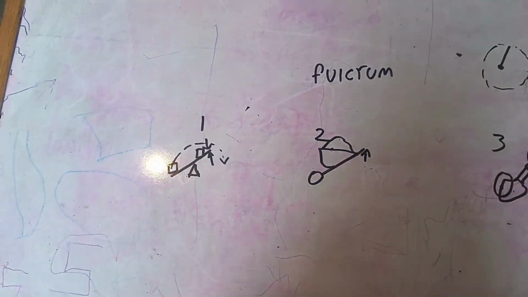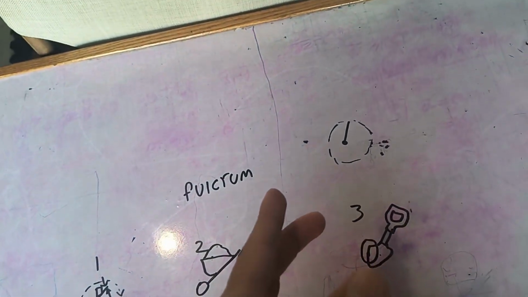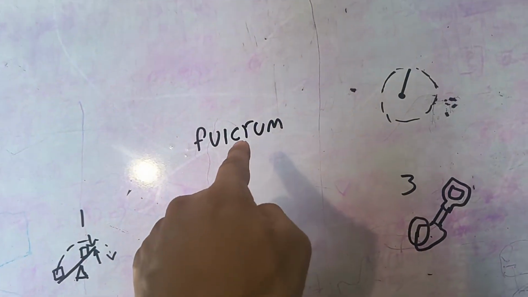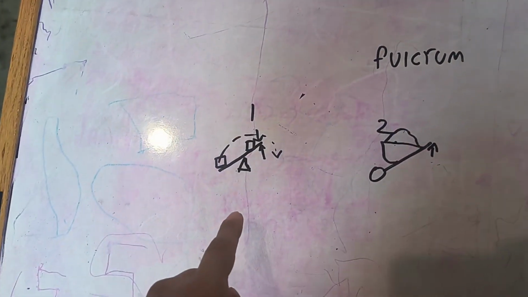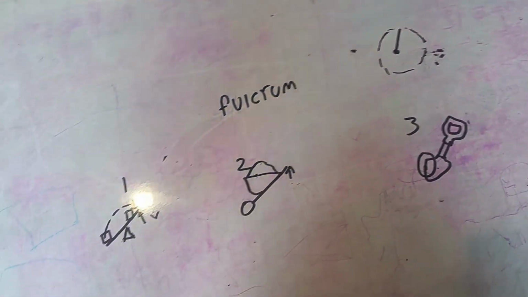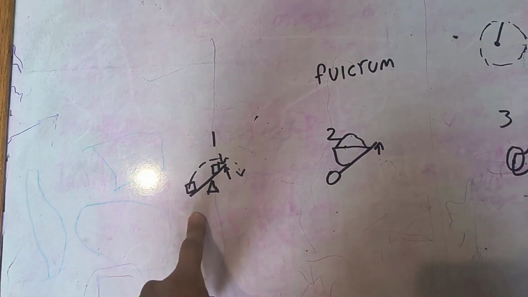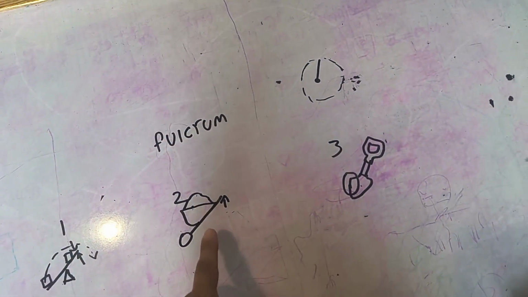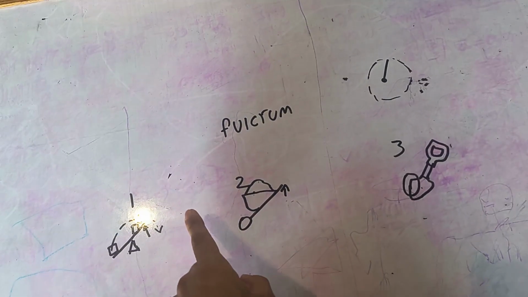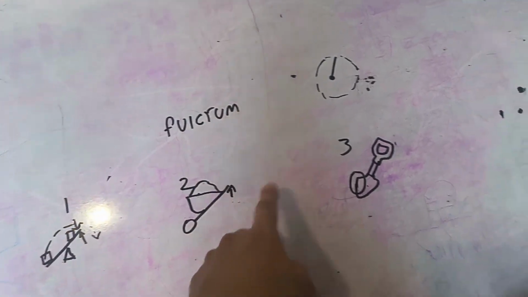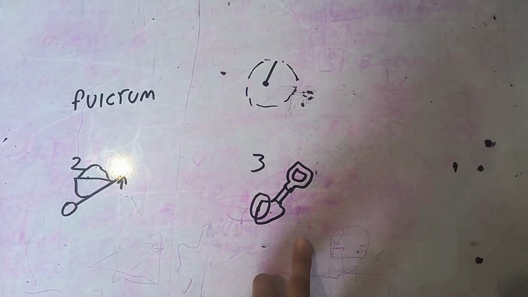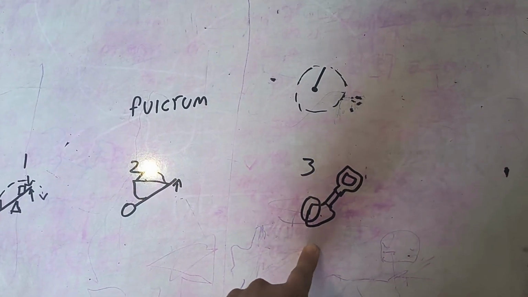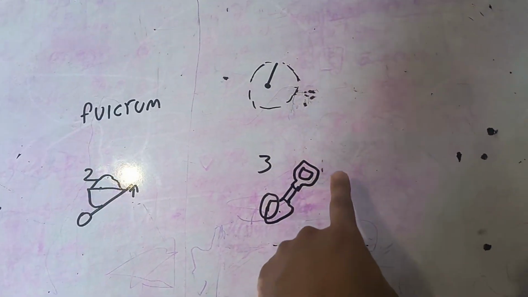So yes, a lever is a rigid bar that rotates around a fixed point, and that fixed point is called the fulcrum. And there are three kinds of levers. First class is where the fulcrum is in between the load and the effort. A second class lever is when the load is between the fulcrum and the effort. And a third class lever is whenever the effort is between the load and the fulcrum.